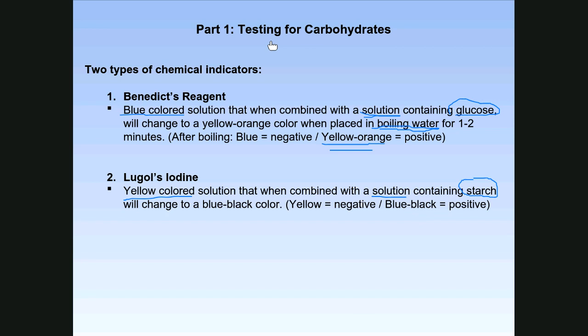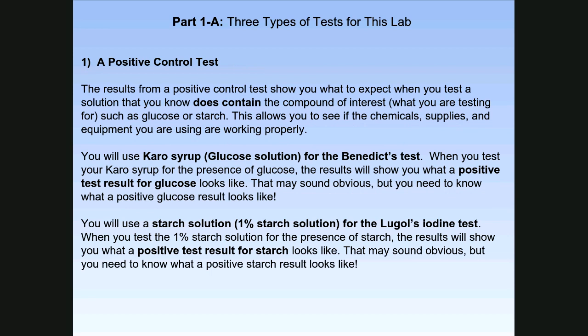This is the first objective, and this is what you'll be focusing on for your test. So you have to know how these two chemical color indicators work in order to understand the rest of the lab and to be able to answer your questions. The next part of your lab, and this is the next objective, is understanding the 3 types of tests that are run for the lab.